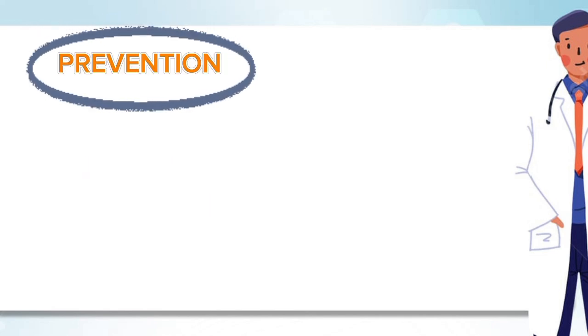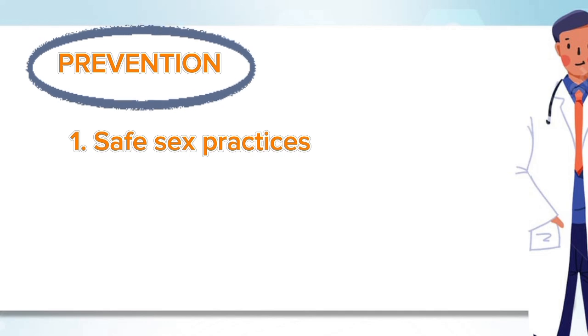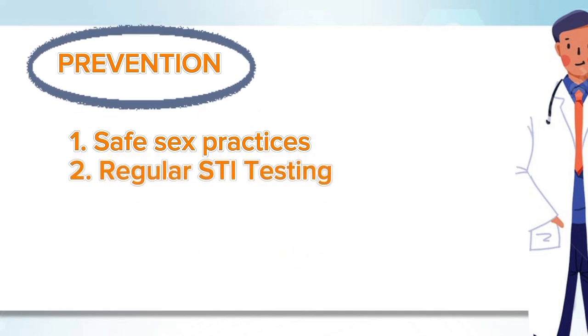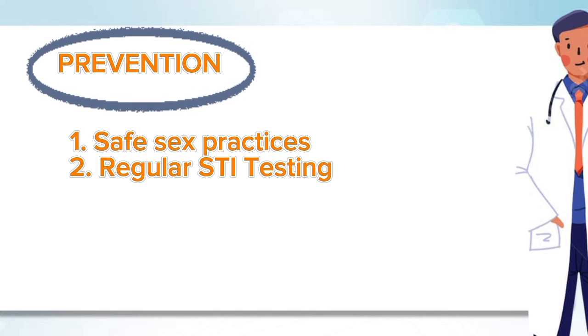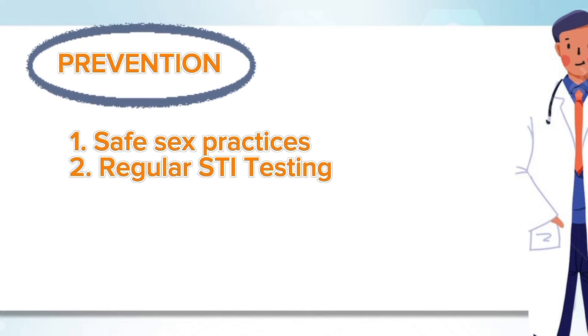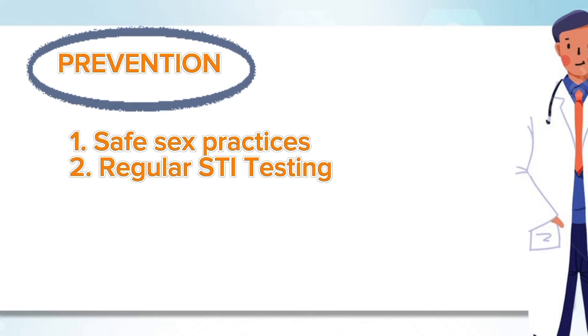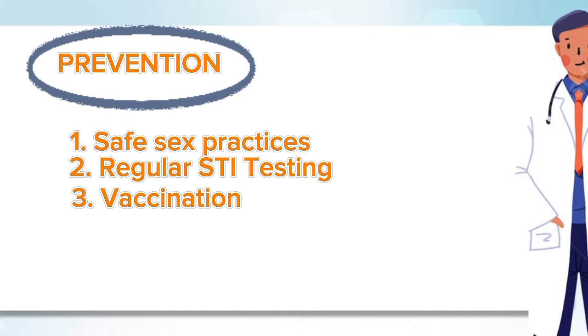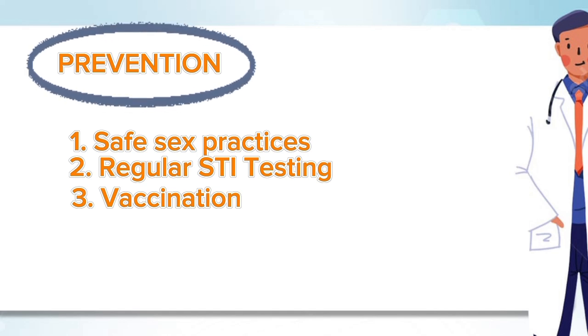Prevention. Safe sex practices. It is the most important way to prevent PID. Regular STI testing. Getting tested for STIs regularly, especially if you are sexually active, is crucial for early detection and treatment. Vaccination. The HPV vaccine can help prevent cervical cancer, which can increase the risk of PID.